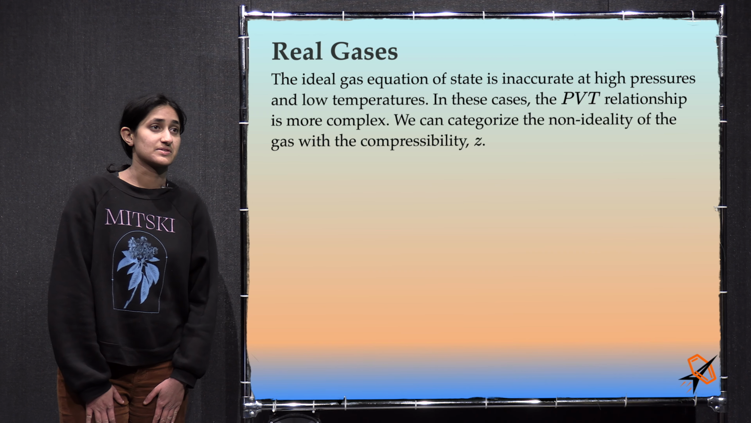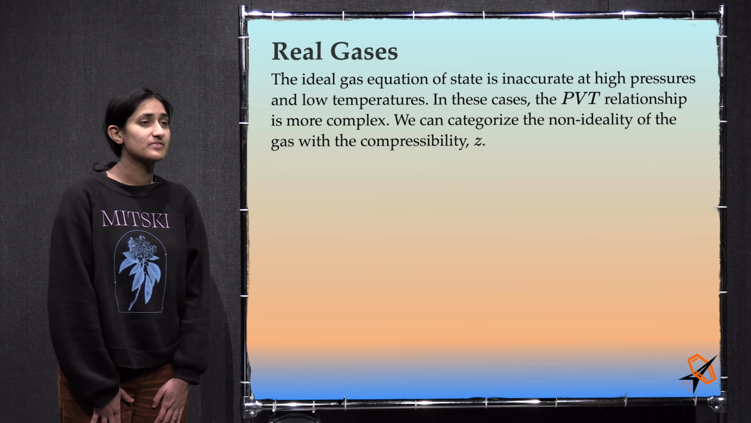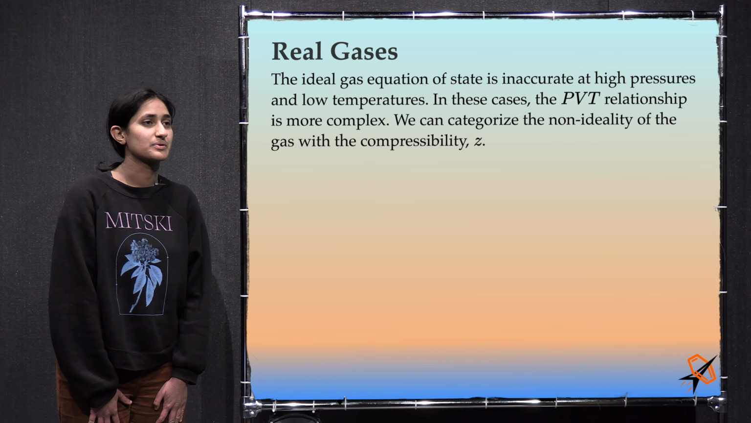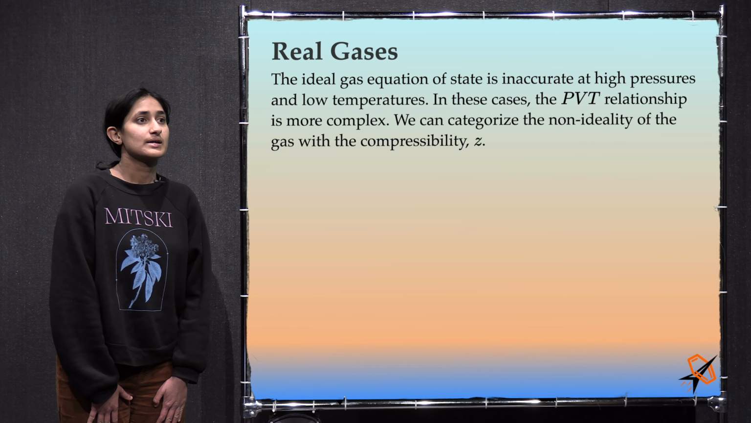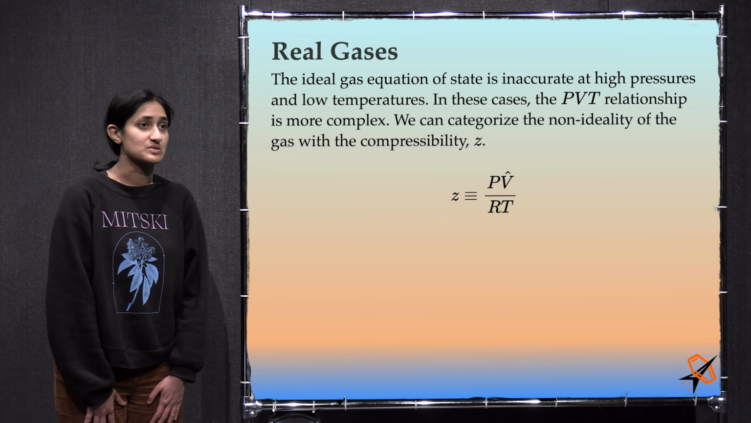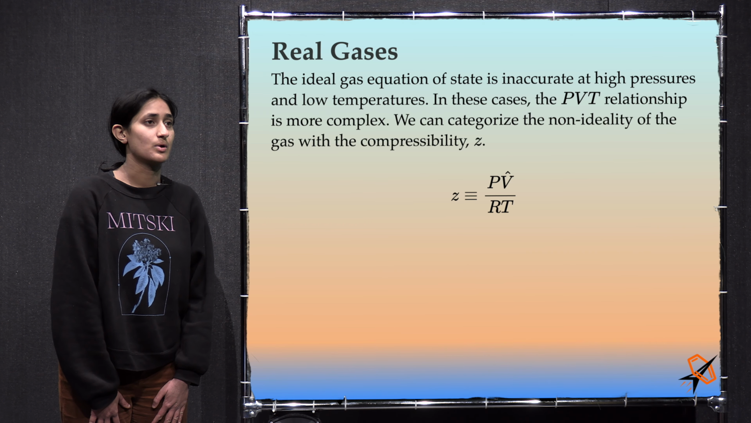The ideal gas equation of state is inaccurate at high pressures and low temperatures. In these cases, the PV-T relationship is more complex. We can categorize the non-ideality of the gas with the compressibility, Z. It is defined as P V hat over RT. For an ideal gas, the compressibility is 1, so the further Z is away from 1, the less ideal the gas's behavior. Z can be greater than or less than 1.